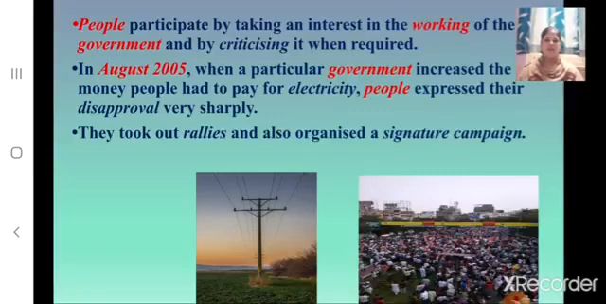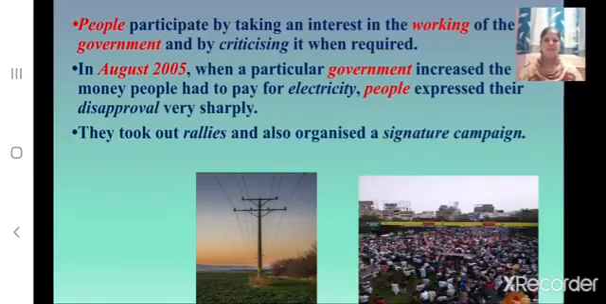In August 2005, when a particular government increased the money people had to pay for electricity, the people expressed their disapproval very sharply. So what did they do? These people took out rallies and also organized a signature campaign. So children, what does this mean? That people should take interest in what laws and decisions the government is making for the people.